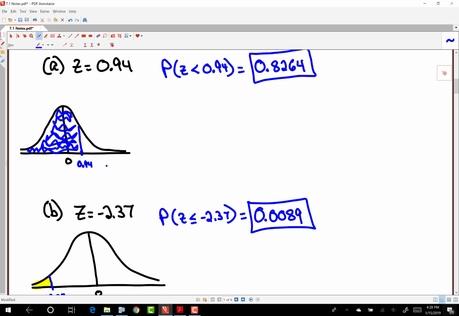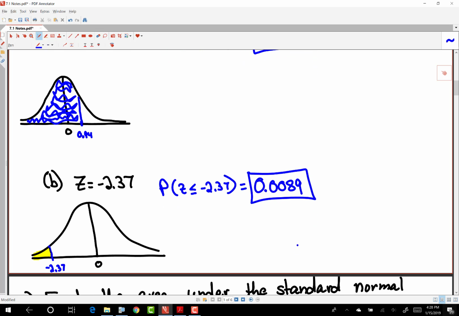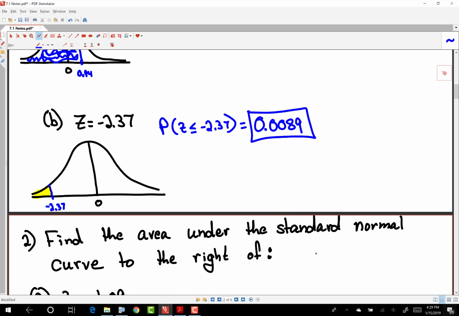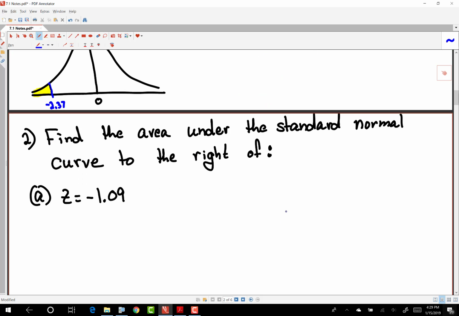Another reason you want to draw the picture is for when we do this later, the visual is really going to help you plug this into your calculator because we're not always going to use the table. But I think it's important to know how to use the table. So for this section, you're going to be using the table. Okay, let's look at another problem now.